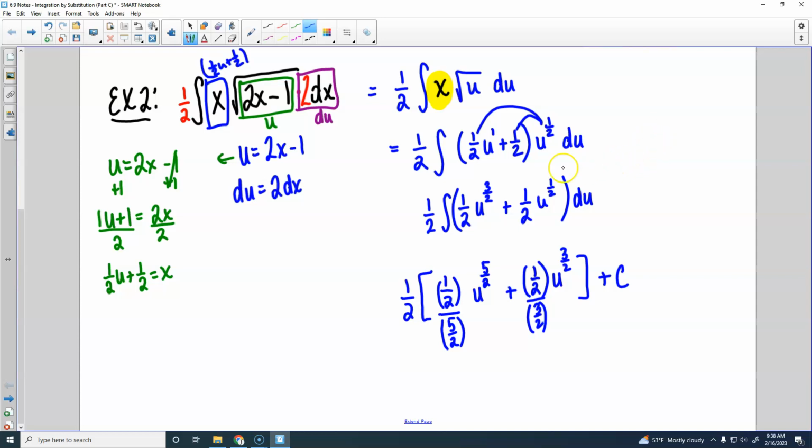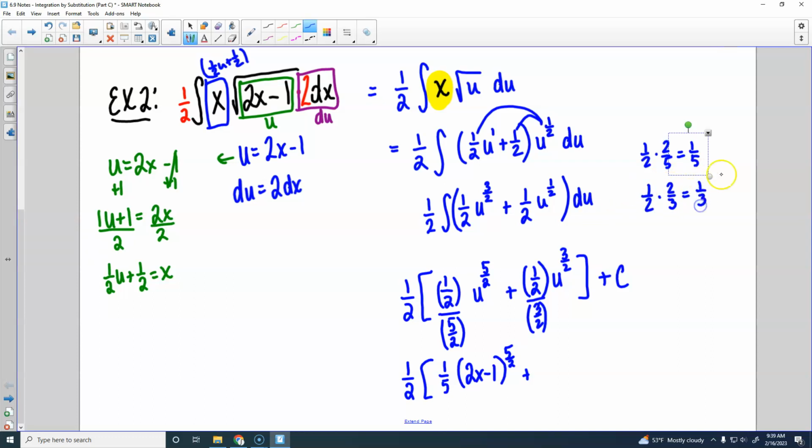And dividing fractions is easy as pie. 1/2 times 2/5 is going to give us 1/5 right here. So we've got 1/2 times 1/5. And I'm going to go ahead and plug my 2x minus 1 back in here. And then here, that 1/2 times 3/2, or 2/3, is going to give us 1/3 there.